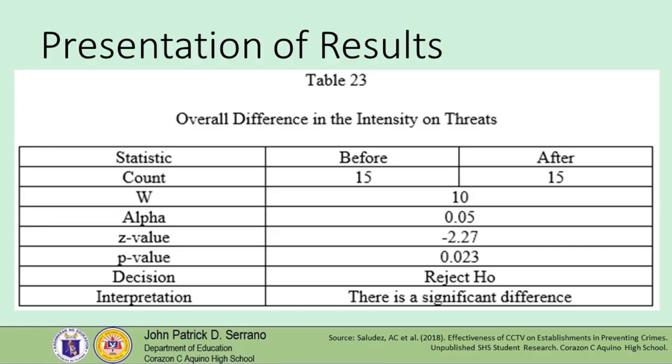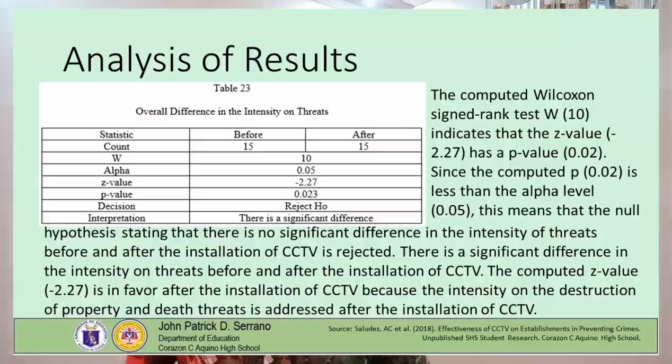Next example. In this study, the intensity of threats before and after the installation of CCTVs on selected establishments was compared. A not so familiar statistical treatment was used, the Wilcoxon signed rank test. It is a test of difference considering the element of time between two non-parametric values. Let's do this. Analysis of results.